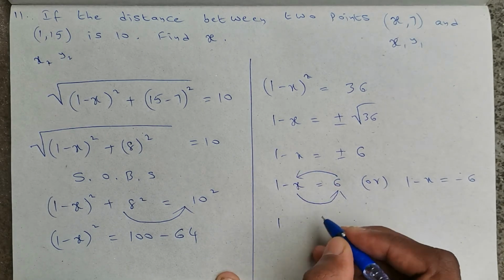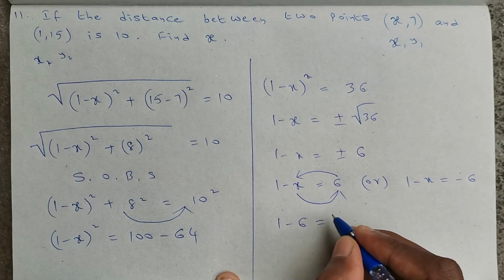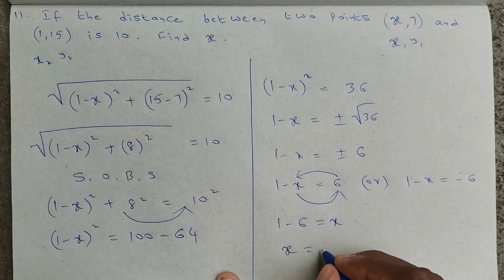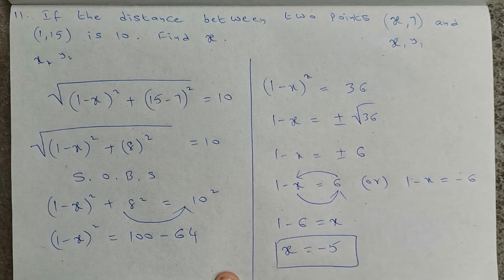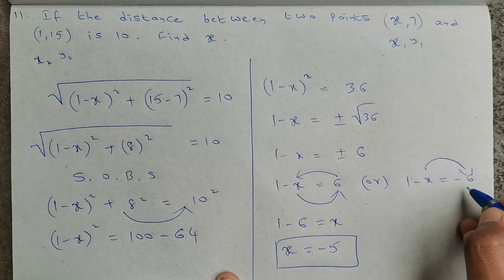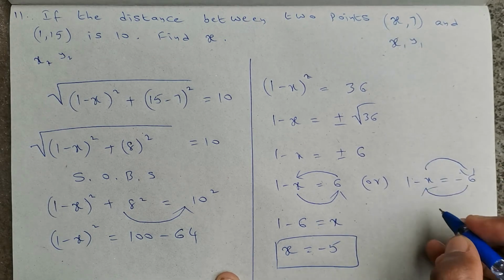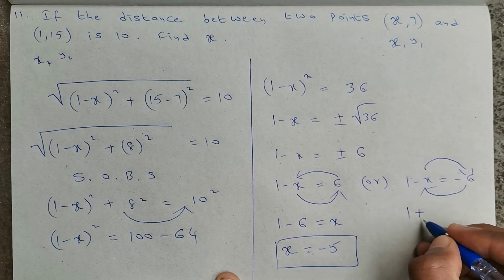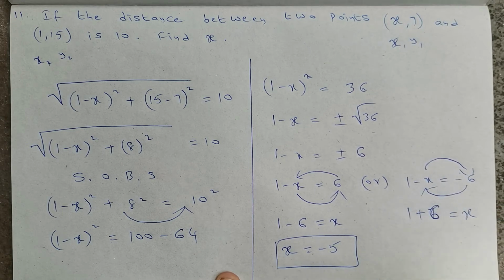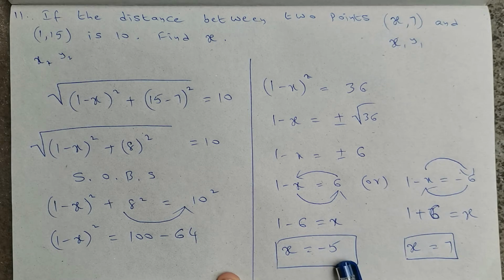1 as it is, plus 6 will become minus 6, is equal to minus x will become plus 6. So x is equal to 1 minus 6, minus 5. Or here, minus x I will take to the other side and minus 6 I will bring to the left side. 1 as it is, minus 6 will become plus 6, is equal to minus x will become plus x. So x is equal to 1 plus 6, 7. So the x value is minus 5 or plus 7.